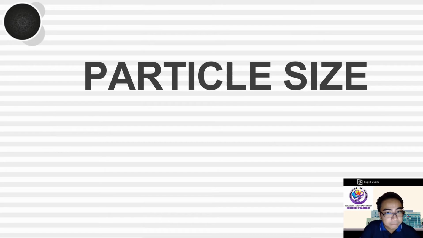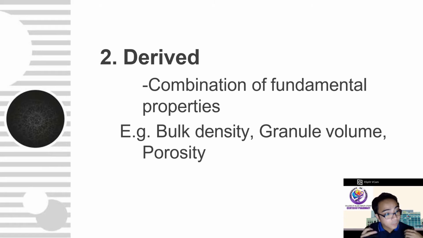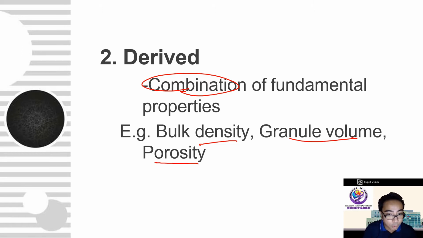Right? Now let's talk about class particle size. So, as I mentioned a while ago, there are two types of properties for particles. So, pwedeng fundamental, pwedeng derived. So, sabi nga natin, fundamental is something inherent sa isang particle, in an individual particle, such as size, ano yung shape niya, density, volume. On the other hand, a derived value or a derived property is a combination of the fundamental properties. So, you get density, granule volume. We'll talk more about this as we go on. And of course, porosity.